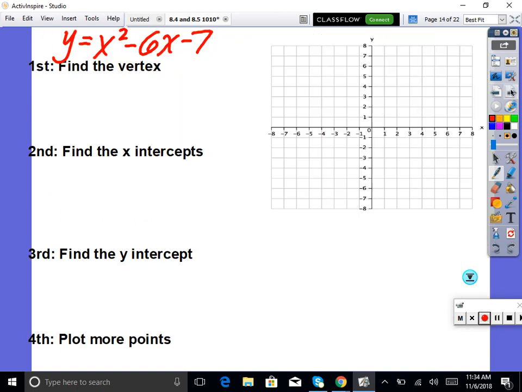How do we know our mean is 1? Because we use that formula, negative b over 2a. So let's do another one. So you would have to know that.